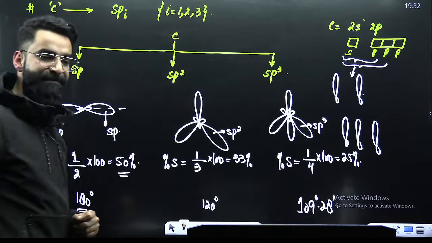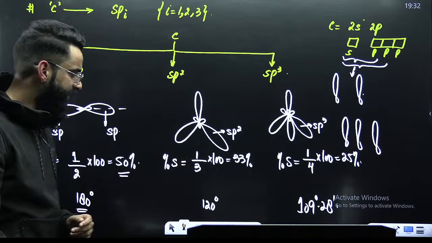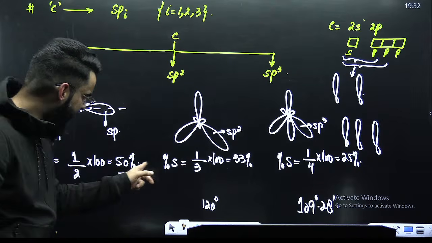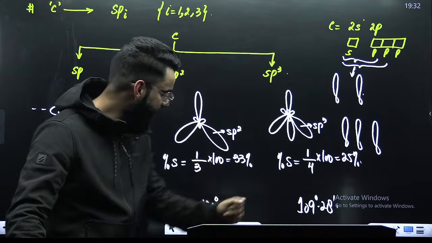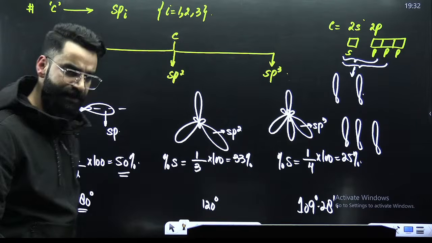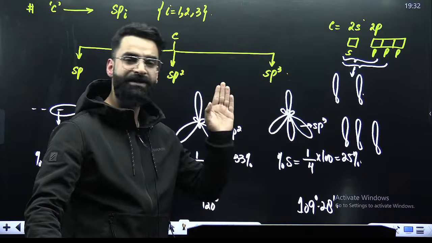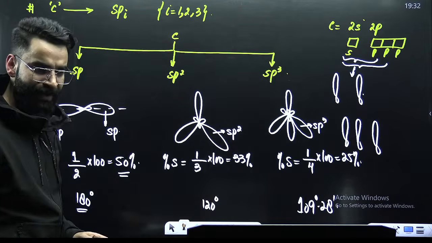Right? Perfect. Now, what can you conclude from here? As we move from left to right, what is happening to s character? When we move from left to right, the s character is decreasing. At the same time, when we move from left to right, what is happening to bond angle? Bond angle is also decreasing.